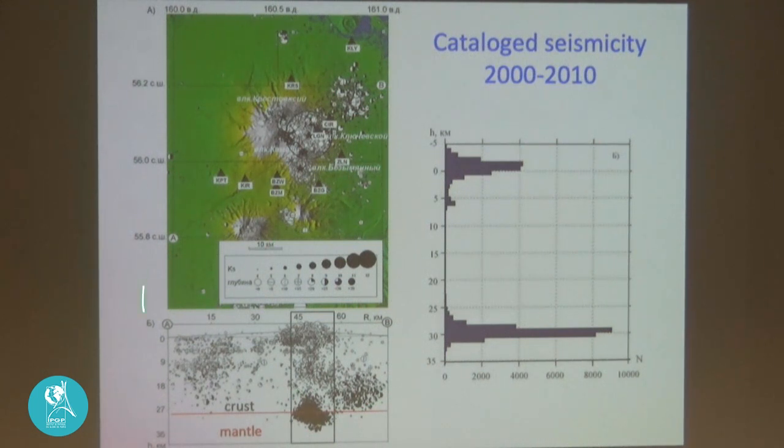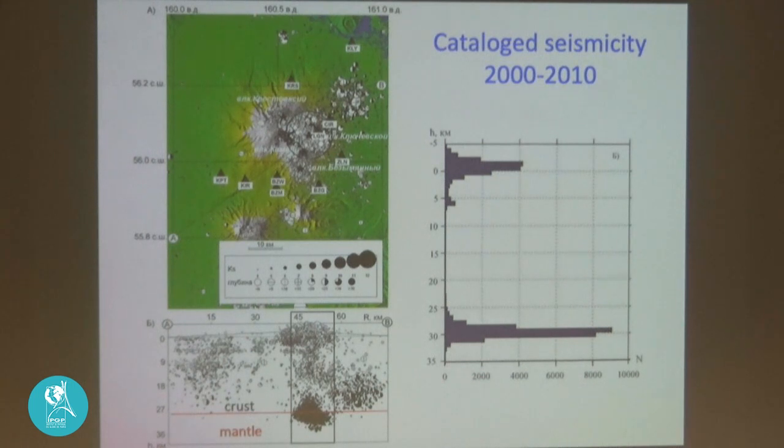This is the map. Essentially what this figure shows is that these volcanoes generate a lot of seismicity. This is for 10 years, numbers just from the regular catalog. You can see there are huge numbers of earthquakes, mainly concentrated at 2 depths: very close to the surface, essentially inside volcanic edifices, and then there is this huge cluster of earthquakes at the core mantle boundary.